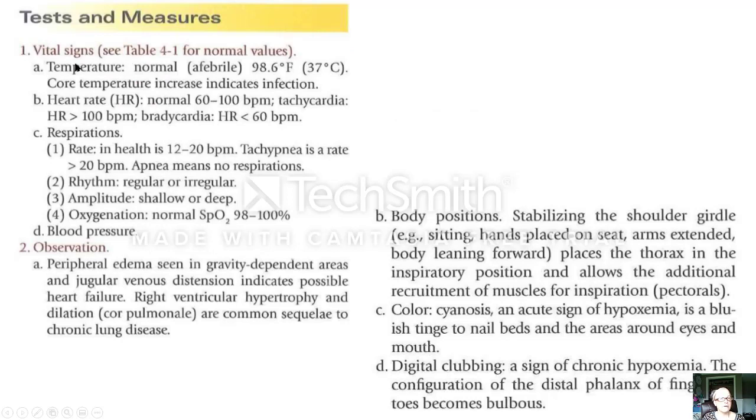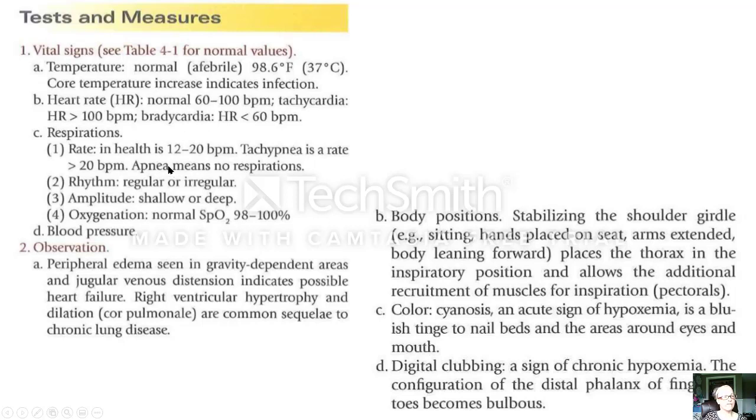Okay, vital signs. Table for normal values. Temperature normal, afebrile, is 98.6. Core temperature increase indicates infection. Heart rate normal is 60 to 100 beats per minute. Tachycardia is over 100 beats per minute, and bradycardia is under 60 beats per minute.